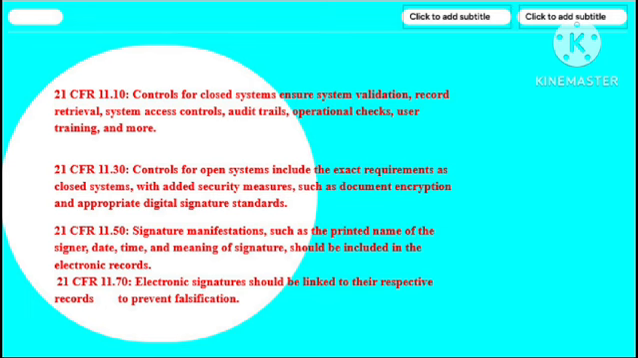21 CFR 11.50 signature manifestations: the printed name of the signer, date, time, and meaning of the signature should be included in the electronic records. 21 CFR 11.70 electronic signatures should be linked to their respective records to prevent falsification. This is all about the controls and procedures in 21 CFR Part 11.